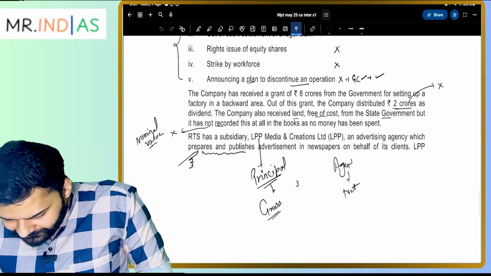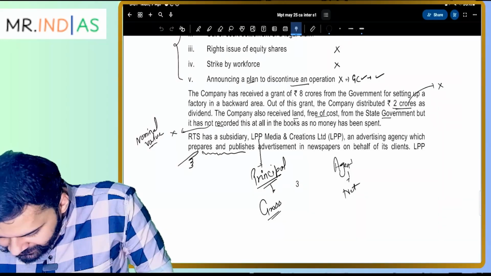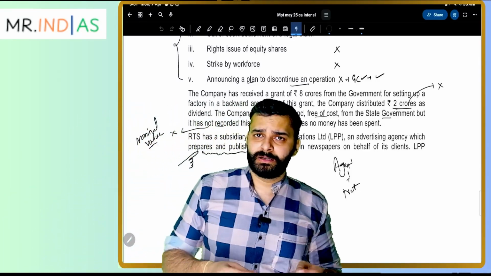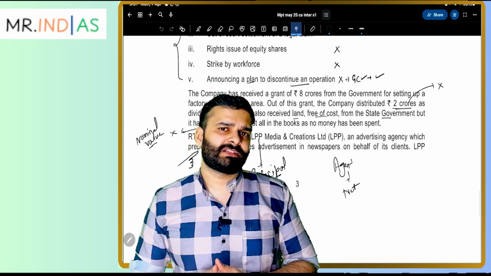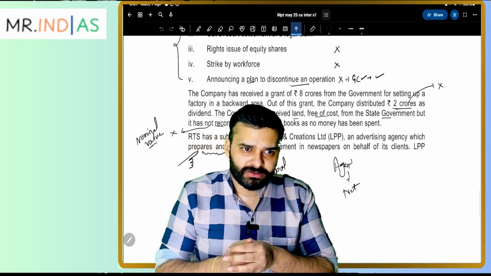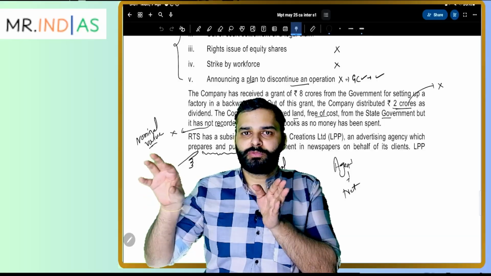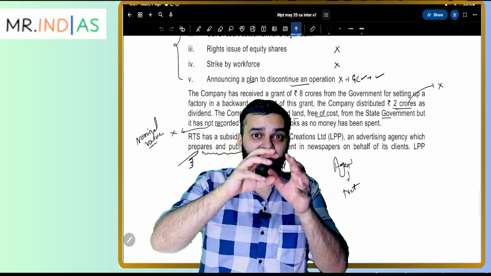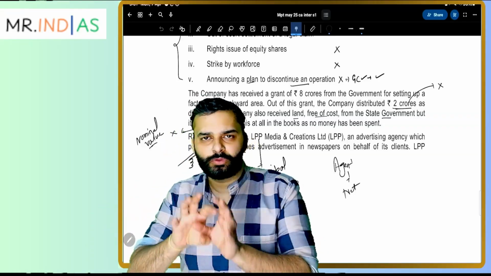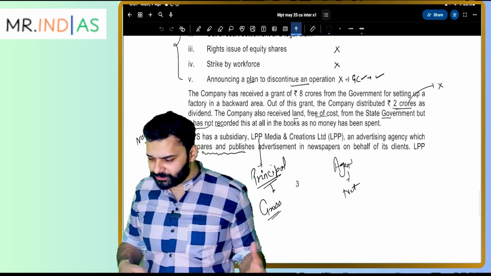The company also received land free of cost from the state government, but it has not recorded this at all in the books as no money has been spent. So if any fixed asset is received free of cost, AS 12 says you have to record it on a nominal value basis, because the asset is now yours. If you don't record that transaction in your books of account, then this asset that is in your name now will not appear in your books. So the standard says you have to record it in your books of account at a nominal amount, say rupees 100, but you have to record it, right?